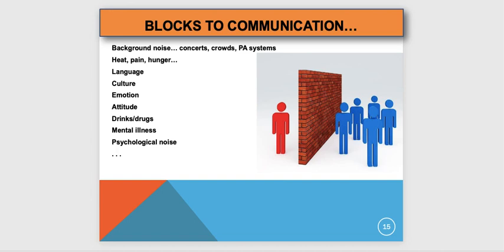A language barrier. A cultural barrier, emotional barrier, the attitude which you discussed. Someone that has been drinking, they're not going to listen to you, or very, very rarely will they listen to you. Or if they do listen to you, are they taking everything in? So what might you have to do? You might have to speak to them a bit slower. You might have to make sure they understand, be a bit more patient. Someone may have a mental illness. It's a possibility, and obviously psychological noise within them.